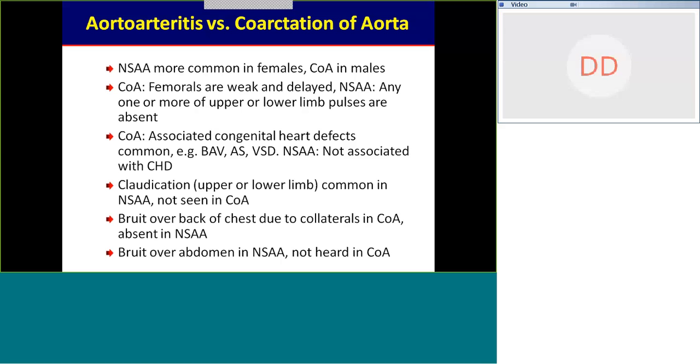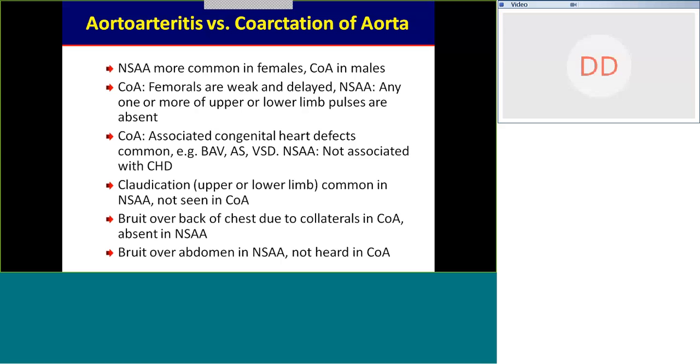And the bruit over the back that we sometimes get in coarctation because of intercostal collaterals will again be absent, because as I told you, there is a bare aorta. There are no collaterals arising out of the descending thoracic aorta simply because their orifices are involved. Therefore, a bruit over the back of the chest is quite typical of coarctation, whereas a bruit over the abdomen is quite typical of non-specific aortoarteritis. So I think in most cases you can make a differentiation.